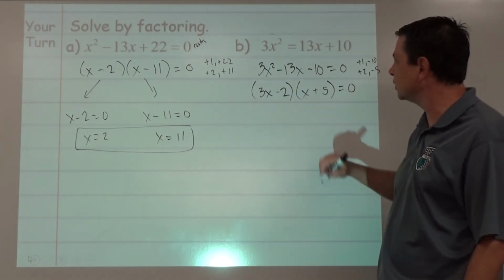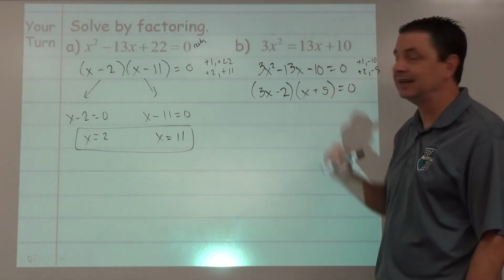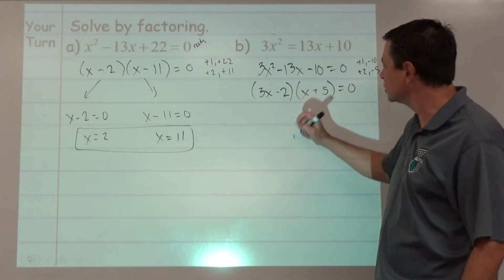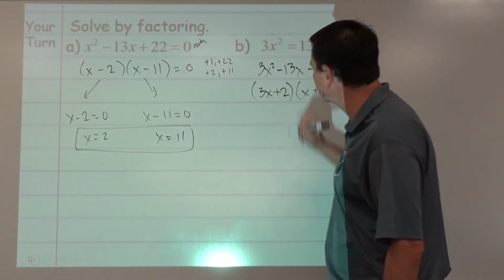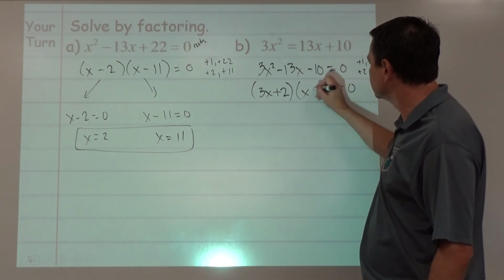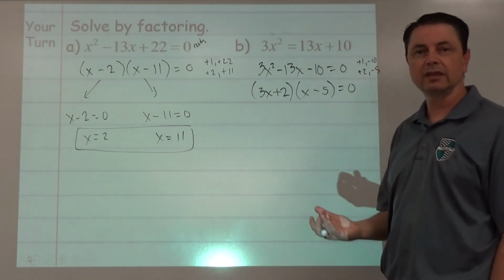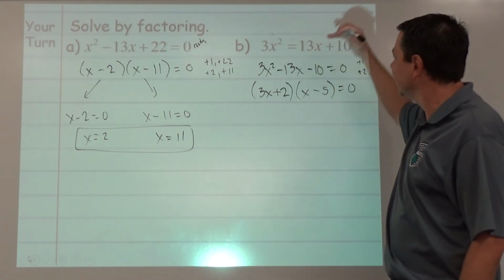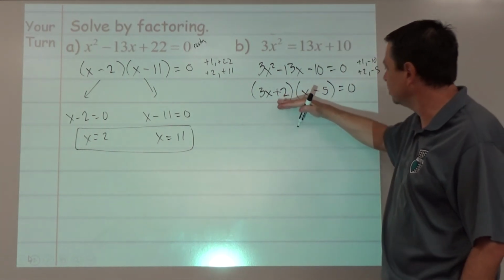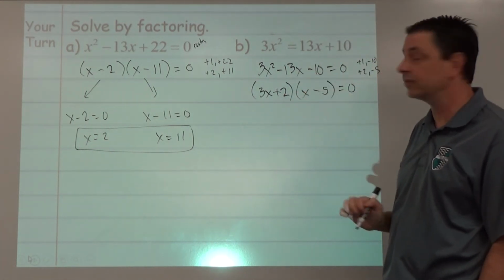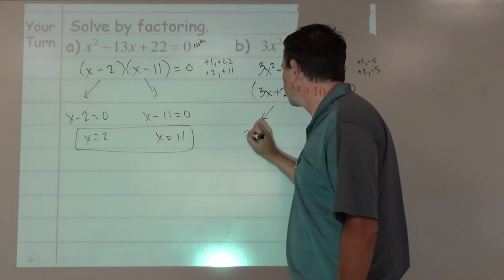15x minus 2x is 13x, but we want negative 13x. So it just tells us that our signs are wrong. So we'll change that one, change that one. There's our factor. We can check again. Negative 15x plus 2x is negative 13x. Split.